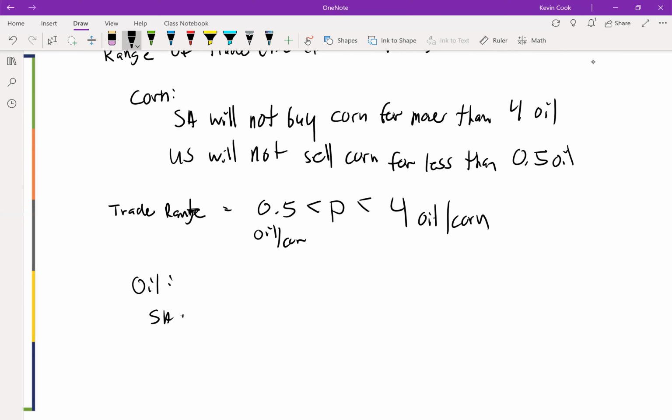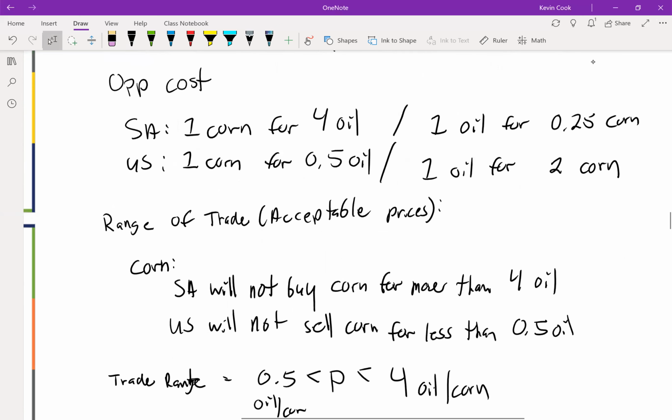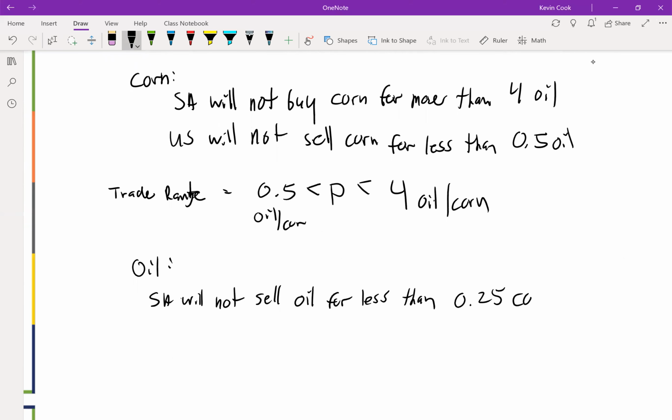And same thing if we think about oil, and we'll see that this ultimately just flips it. Saudi Arabia will not sell oil for anything less than what was theirs, 1 oil for 0.25 corn. So they will not sell their oil for anything less than 0.25 corn. And we'll see that the U.S. will also not buy oil for anything more than 2 bushels of corn.